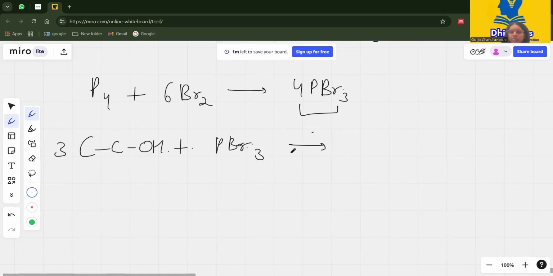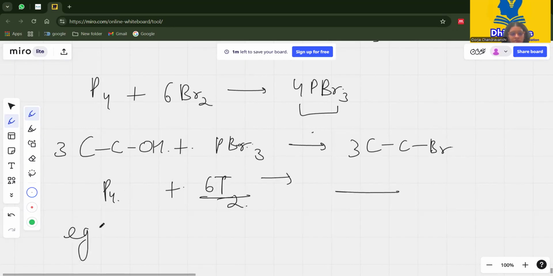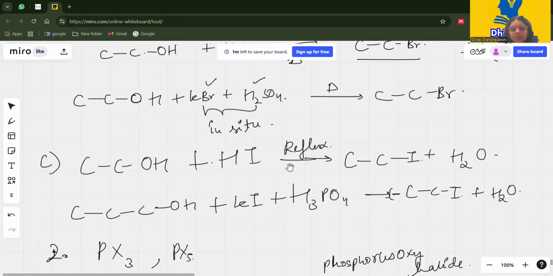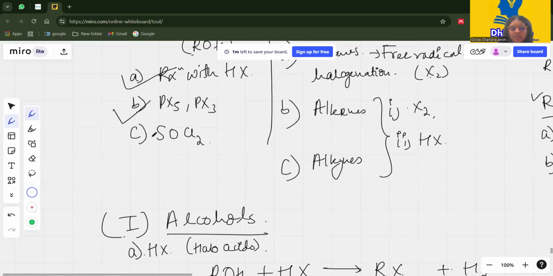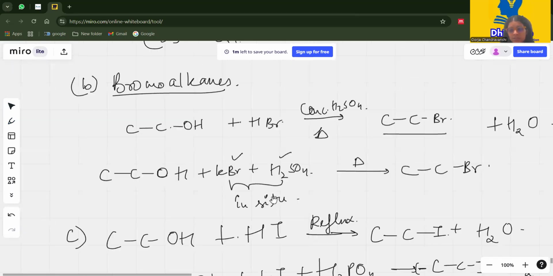You should be able to guess the product. It won't be anything other than bromoethane. I want you to try the reaction with P4 and 6I2. What will you get? And also give an example of the same. I hope this part is clear, and that marks the completion of the second type of reaction with alcohols, that is PX5 and PX3. Third is very important, SOCl2.